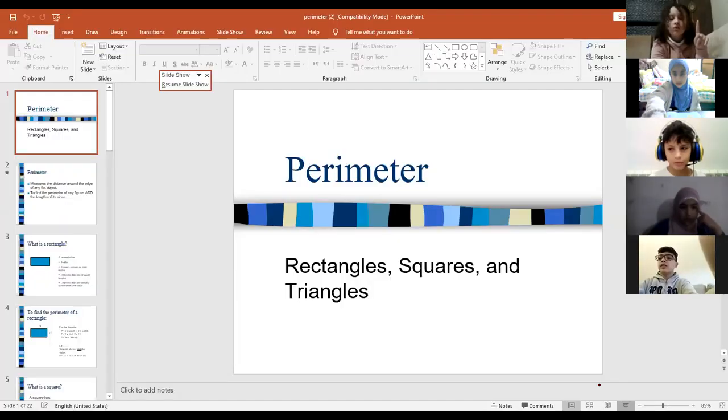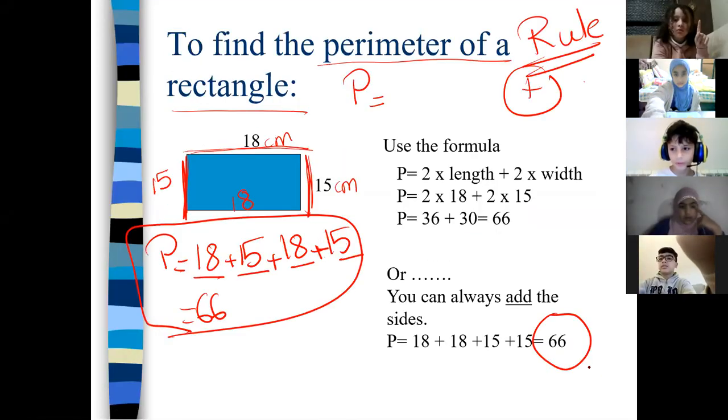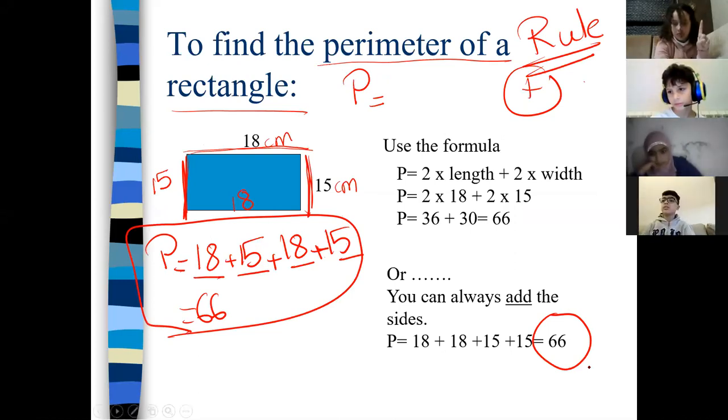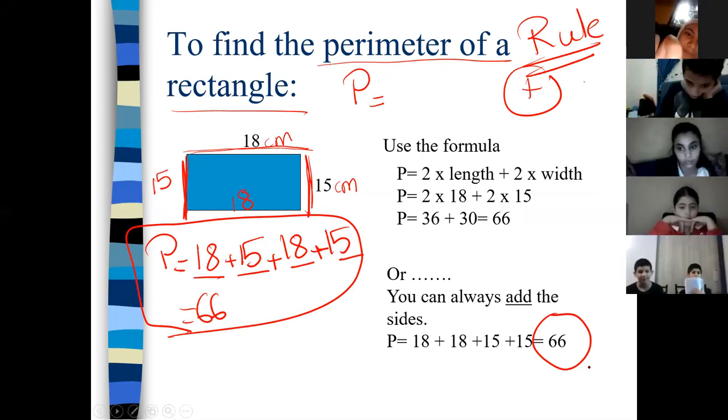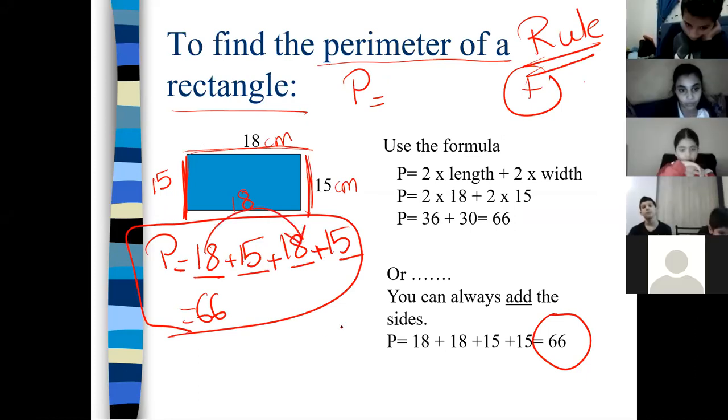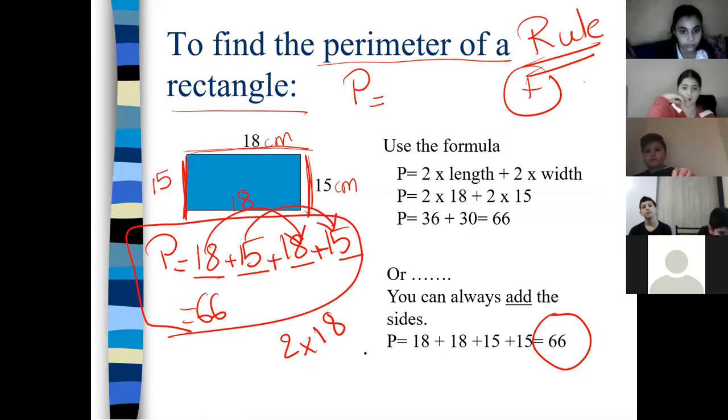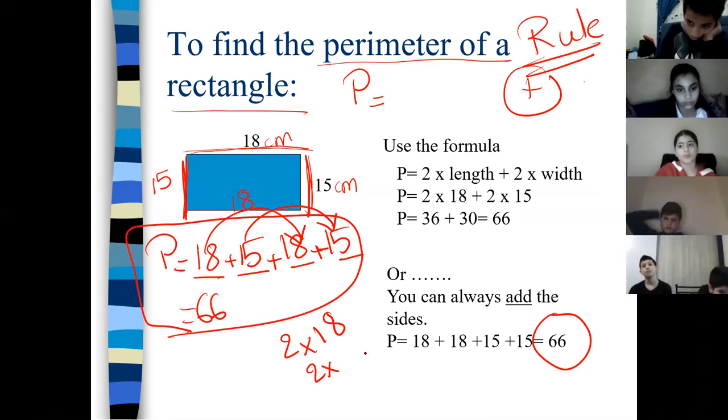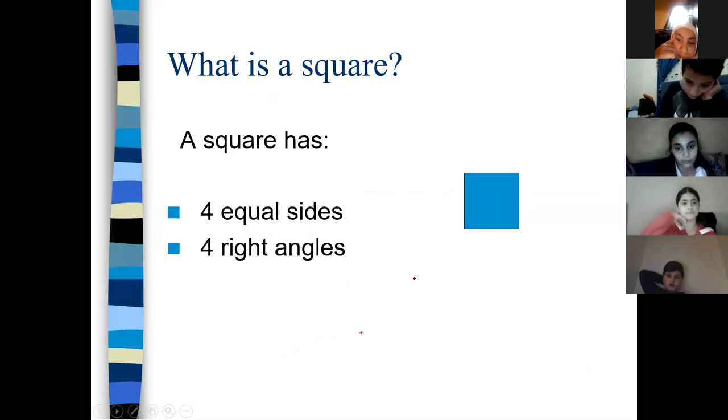Instead of adding 18 2 times or 15 2 times, what shall I do? Divide. Tell me. Multiply. 2 times 18, excellent. So instead of repeating this number 2 times, we will say 2 times 18. And instead of repeating 15 2 times, we will write 2 times 15. Excellent. Then we will add both answers, okay?